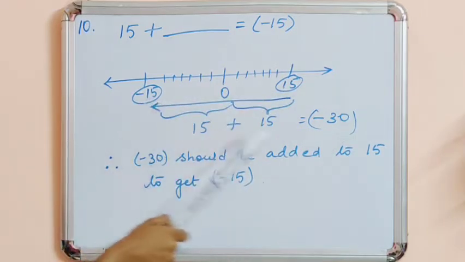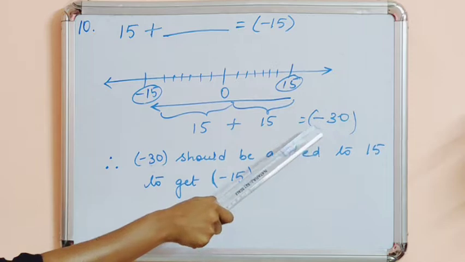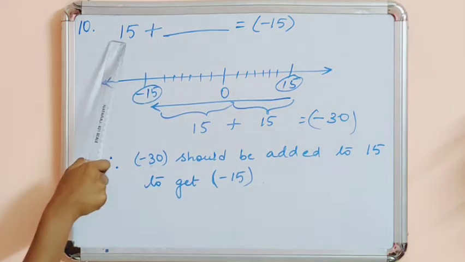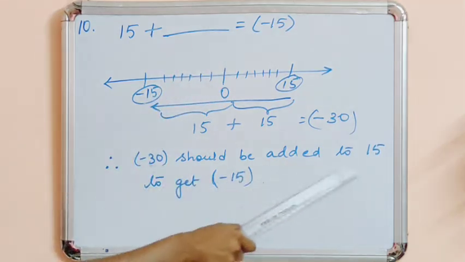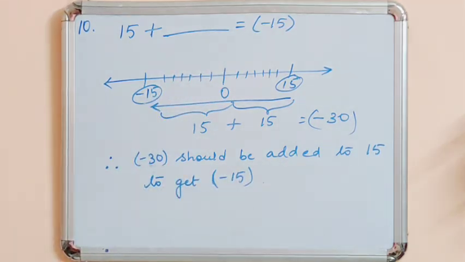Since we are moving towards left, we will put a minus sign. So minus 30 should be added to 15 to get minus 15. Therefore, minus 30 should be added to 15 to get minus 15.